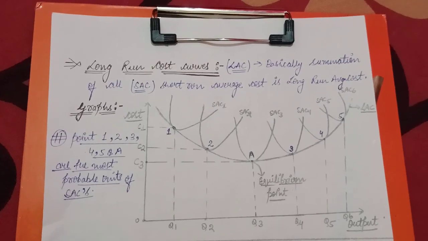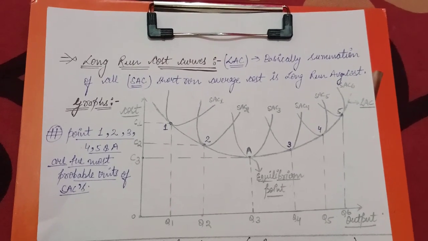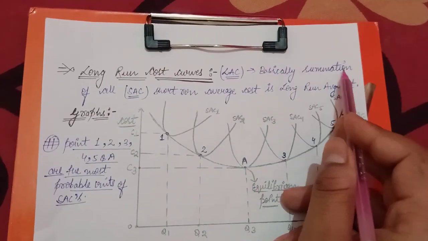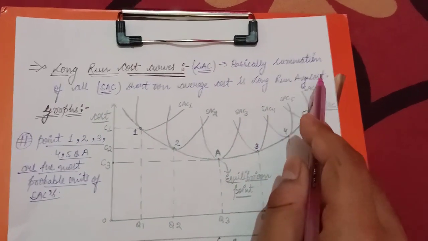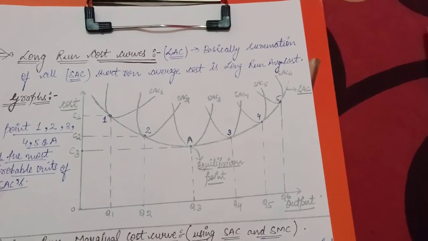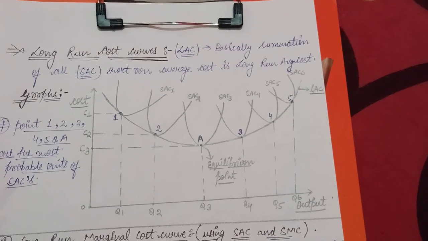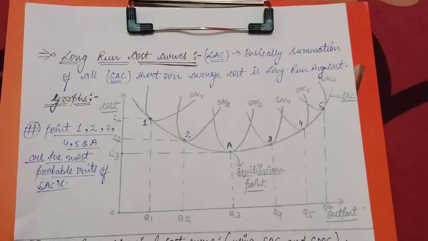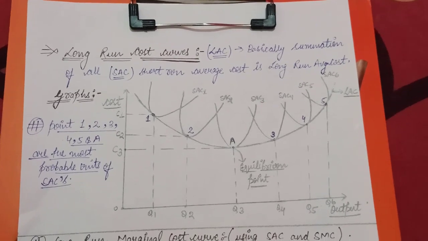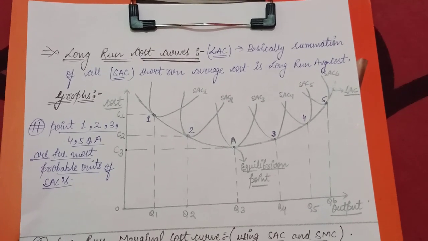Hello everyone, today we are going to study long run cost curves. LAC is basically the summation of all SACs, that is, short run average costs make up the long run average cost. Now we have to consider some points: in long run cost there is no cost named fixed cost. Here all costs are variable costs. This is also known as long run average cost.